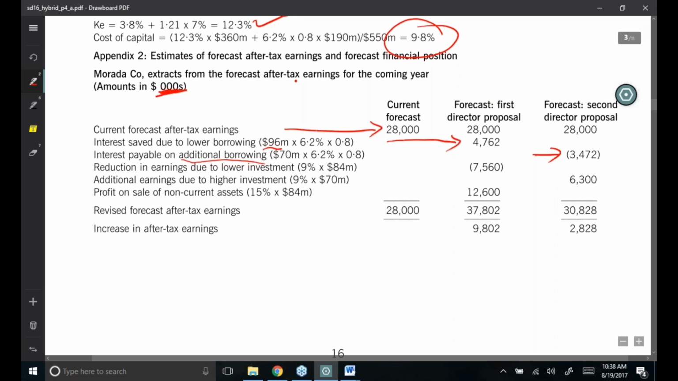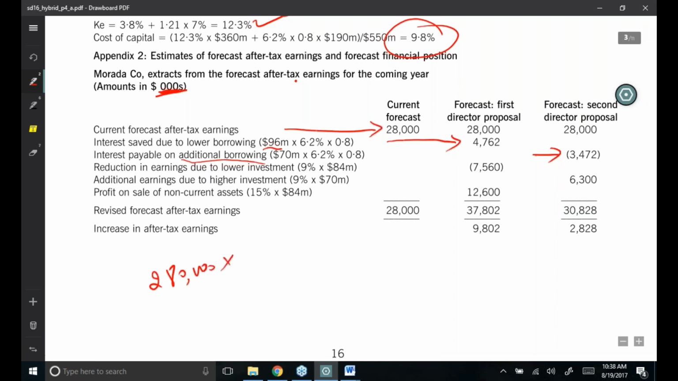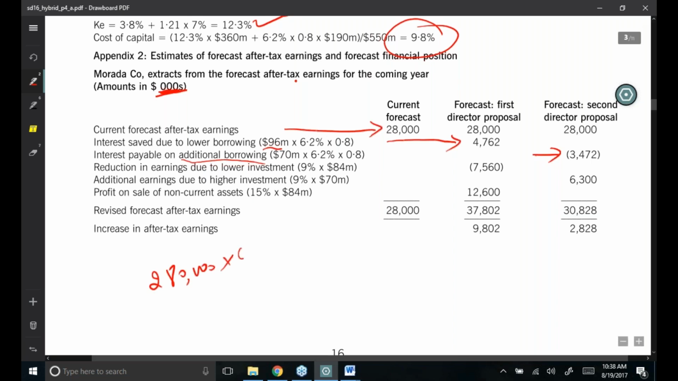And what was the total asset value? I think it was 280,000. And the 30% of 280,000 means you will sell 84 million of your assets. And if you sell 84 million of your assets, you will lose its 9% value, that is 7,560.